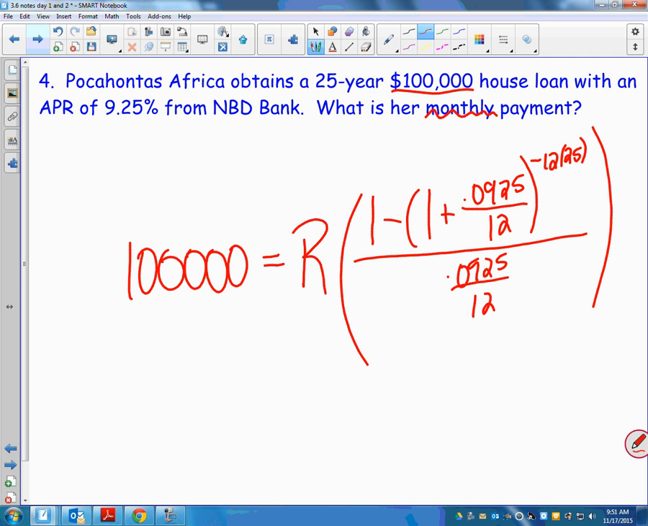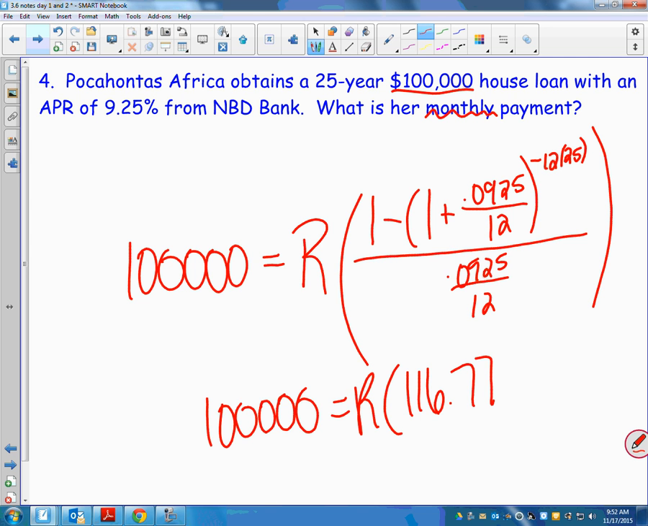I'm going to type mine in too. The good thing is I have mine written out. If you're raising that to the power, multiplying it together, put parentheses, caret, parentheses, negative 12 times 25, and then just hit enter. And then divide by 0.0925 divided by 12. If you do just this side, you should get 116.770342.